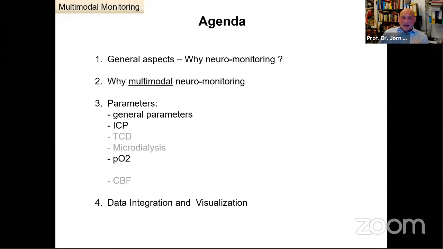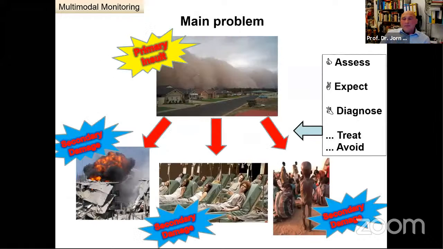So in general, I'd like to talk about general parameters, about ICP and about PO2. I'll get into that a bit later. So I will concentrate on those 2 aspects mainly. So what's the main problem here?